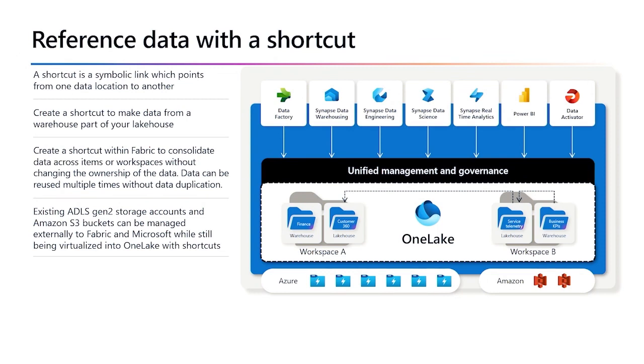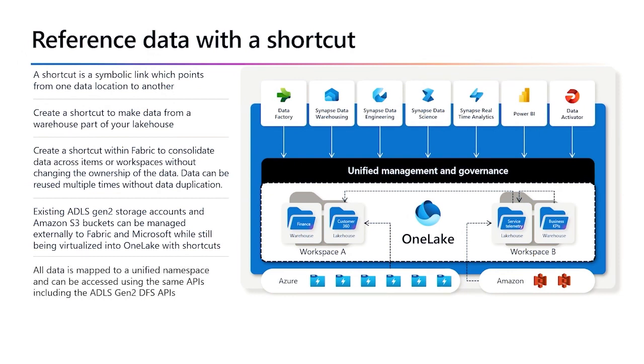Many of you already have existing data lakes stored in ADLS Gen 2 or perhaps in Amazon S3 buckets. These lakes can continue to exist and be managed externally to Fabric. Also, shortcuts can support data that lives outside of OneLake and even outside of Azure, so that you can virtualize your existing ADLS Gen 2 accounts or Amazon S3 buckets into OneLake.